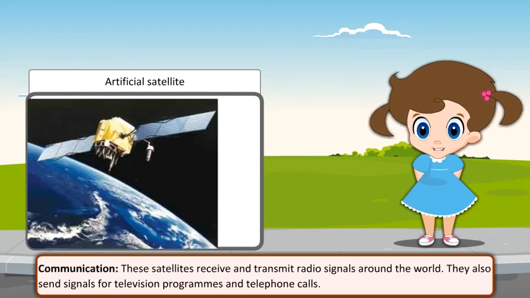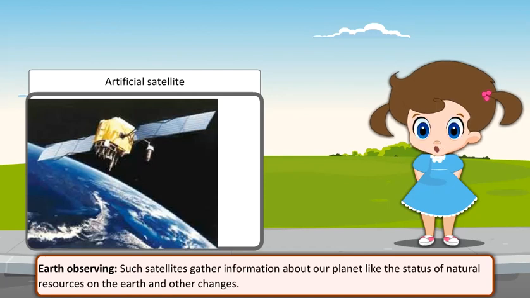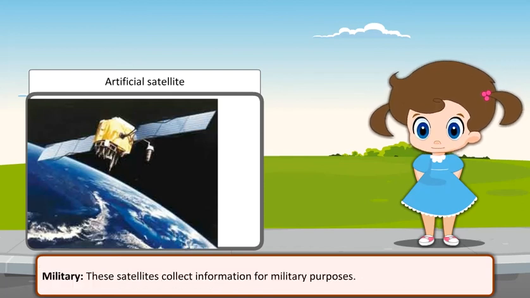Communication. These satellites receive and transmit radio signals around the world. They also send signals for television programs and telephone calls. Navigation. Navigation satellites help aircrafts, ships, etc. to determine their location. Earth observing. Such satellites gather information about our planet, like the status of natural resources on the Earth and other changes. Military. These satellites collect information for military purposes.